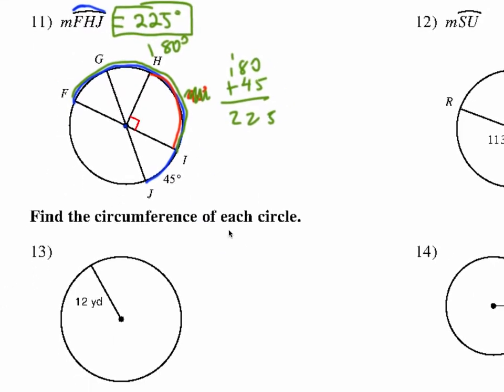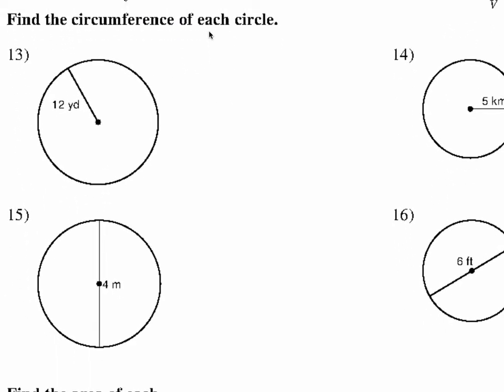Okay. Moving along to number 13, it says find the circumference of each circle. The circumference is, again, the measure all the way around. So remember the circumference. Let me step back. We talked about how pi is always going to be the ratio of the circumference over the diameter.